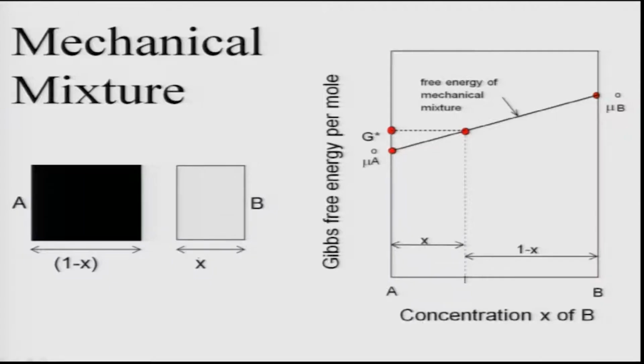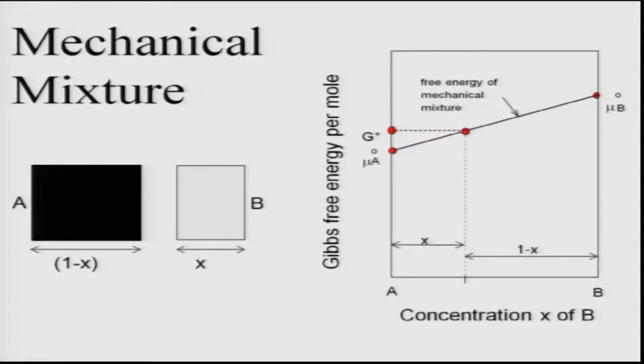So, now if I mix A and B and form a mechanical mixture like that, what will happen? If I plot the free energy G, again G is what is important. If I plot G as a function of concentration at a particular temperature, the G of the mixture will be given by the straight line.